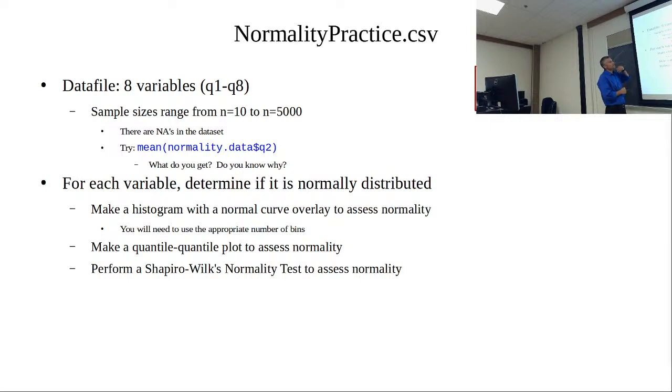I do want to note that in the CSV file, normalitypractice.csv, you have a range of sample sizes. You have one that has like 10 data points, another that has 5,000 data points, right? So there's missing data. That means if you take the mean of one of those with an NA, it's going to return NA, and thus your histogram curve is going to fail. It won't add a line because the mean is NA and the SD is NA. So don't forget, when you pass the mean of your vector, like mean of normality.data$Q2, on some of those you'll probably have to do na.rm equals T.